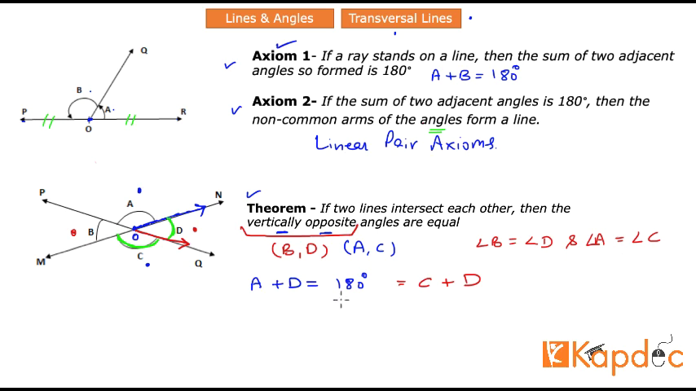You are with me. Now you see that A plus D is equal to 180 degrees, which is equal to C plus D. Or in other words, if you were to simply cancel out D from both sides, you can make a simple deduction that angle A is equal to angle C. And isn't that what we wanted to prove here, right? And just using the same logic, we can also prove that angle B is equal to angle D. That means the vertically opposite angles formed by the intersection of two lines are always equal.